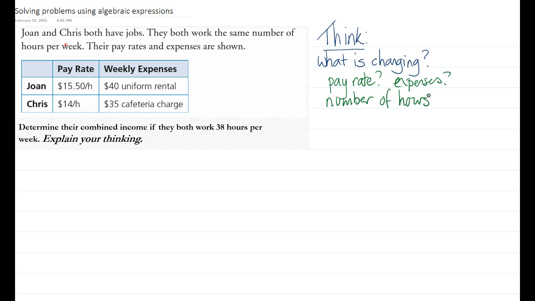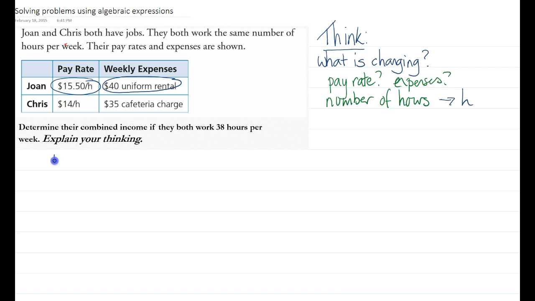And if we think about it, we realize that what changes from week to week is the number of hours. So the number of hours is going to be our variable. We're going to use a letter to represent the number of hours, and we'll choose H. So that's the only variable that influences the results of this problem, H. Now we want to take the pay rate and the expenses for each of these two people, Joan and Chris, and develop expressions for their total pay.